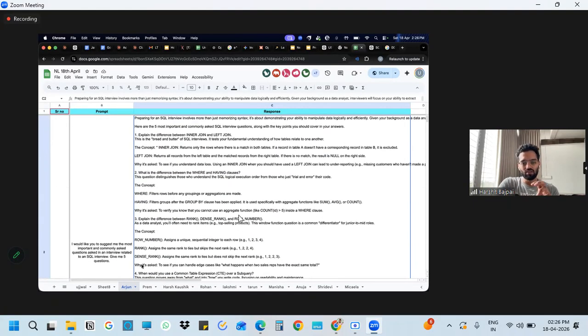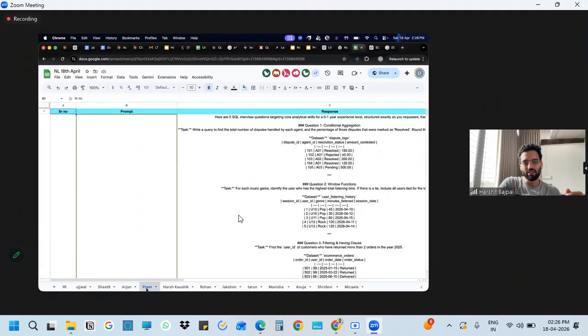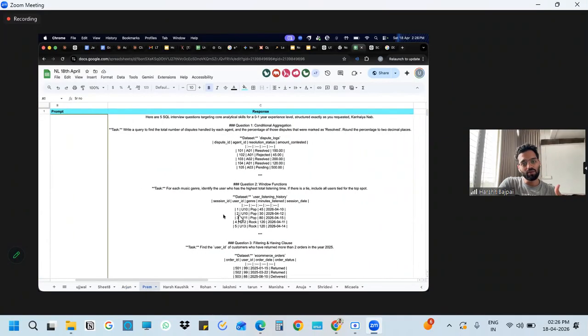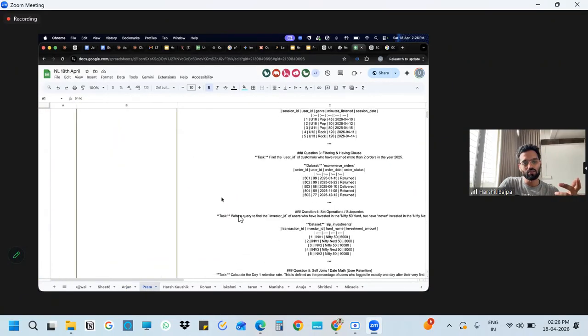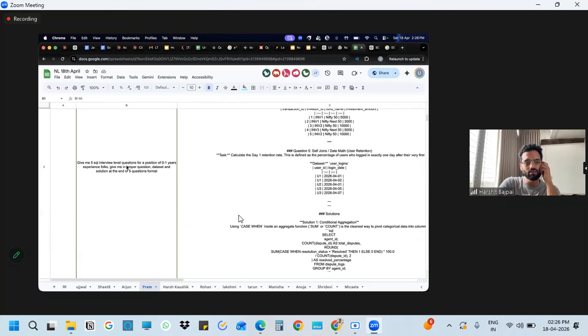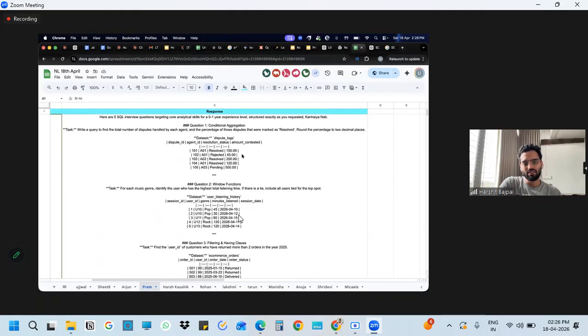So this is like quick feedback on how we'll improve the prompt, because I told you to write one or two sentences, right? We'll quickly go to others. If you see Prem's response, Prem has written 0 to 1 years of experience, give me proper SQL, proper question, data set. So he wrote data set, that's why he has got a data set, whatever format it is, but he has some kind of data.